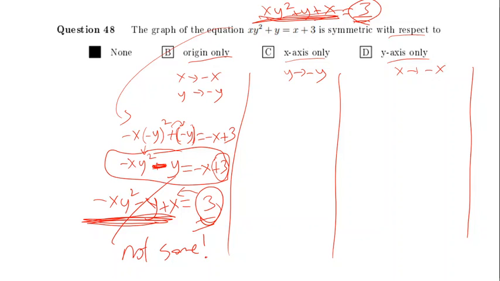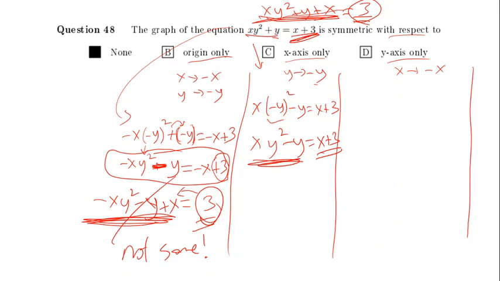Now do the same thing for y. When you put minus y, it automatically becomes minus y, plus 3. As you see here, this is y squared, but this one is minus y. So x plus 3, they're the same, but this part doesn't look the same, so not the same as the original graph.